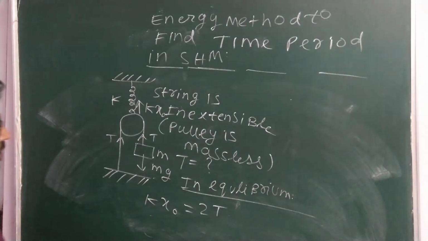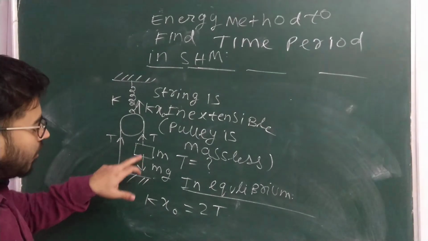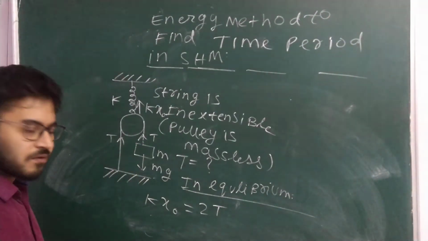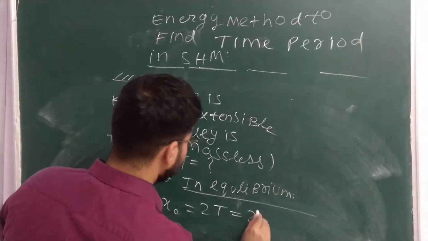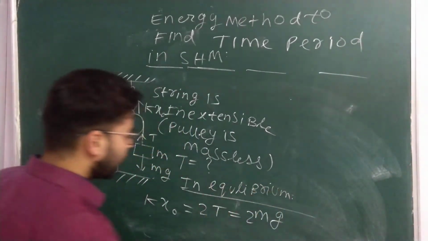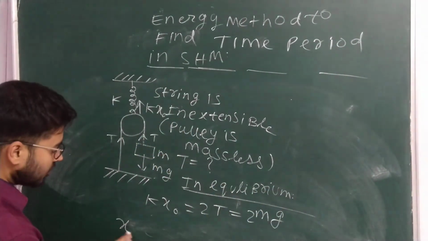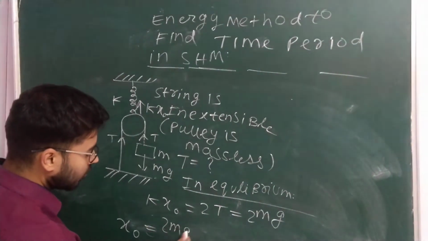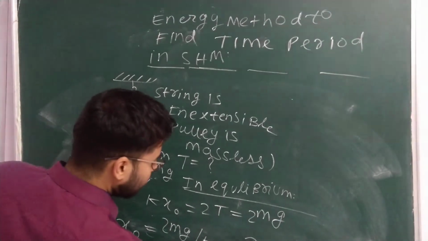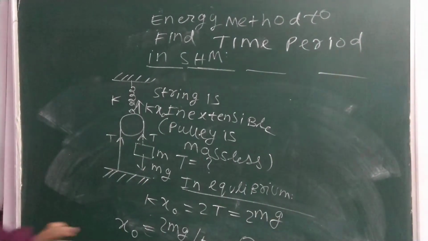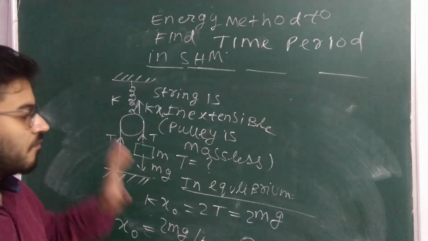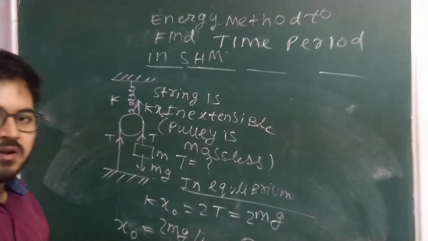Remember what T is. T is equal to mg, the weight, because the block is also at rest. So this we can say is simply twice mg. And from here the relationship that we find is x0 is 2mg whole divided by k. This x0 is your equilibrium position. This is the position of the pulley initially.